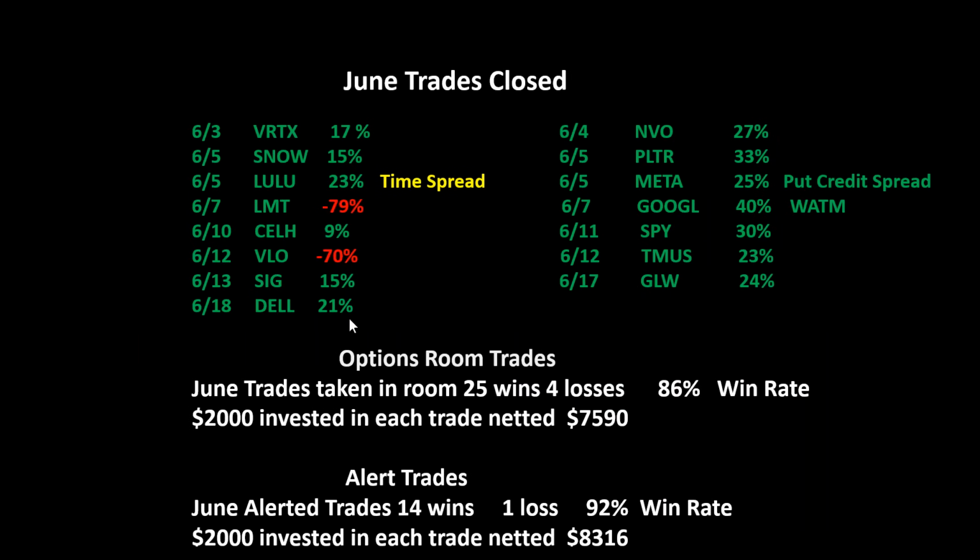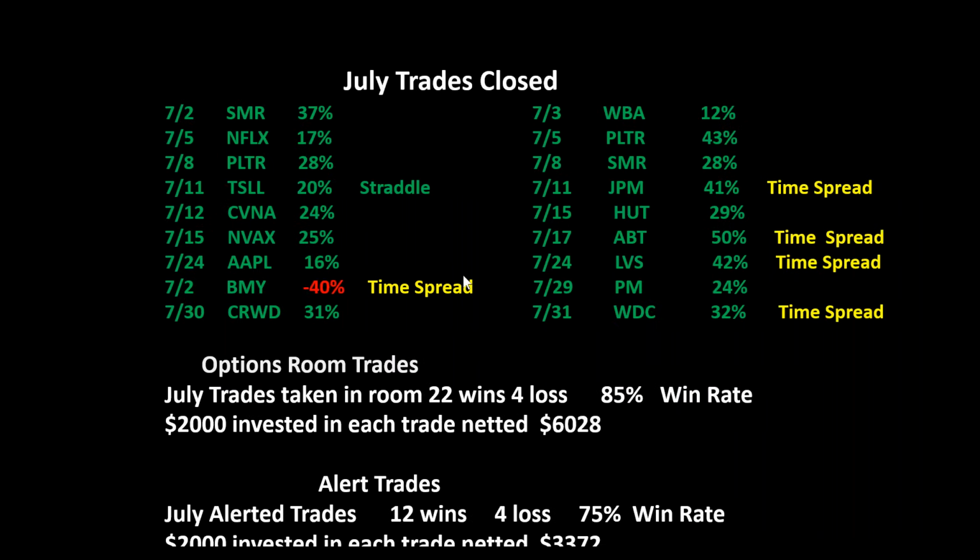All right, so you can see these. I'm not going to go through every single one, but again, you can see that we have a lot of consistency month to month. Profits are going to depend a lot on what the market's giving us. And it's interesting, in June, the alerted trades, we have 14 out of 15 and $8,300 in profits. We actually made more in the alert service than we made in the room. We had more trades in the room.